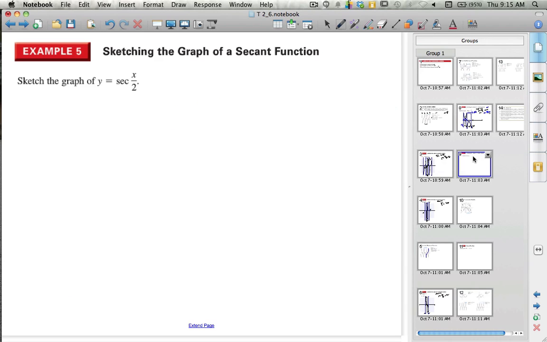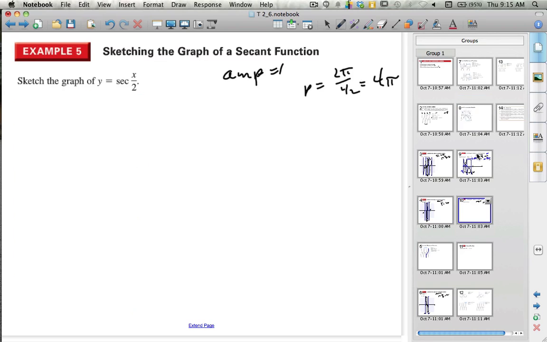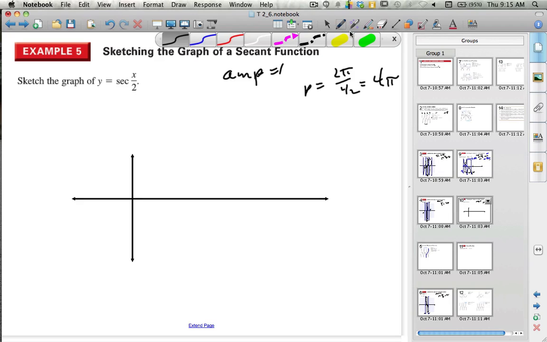Okay, so let's take a look at secant. Right? In this case, my amplitude is 1. My period is going to be 2 pi divided by 1/2, which would be 4 pi. I'm going to go ahead and drop in lines again so I can graph this. I have no translation, no reflection going on in this problem.